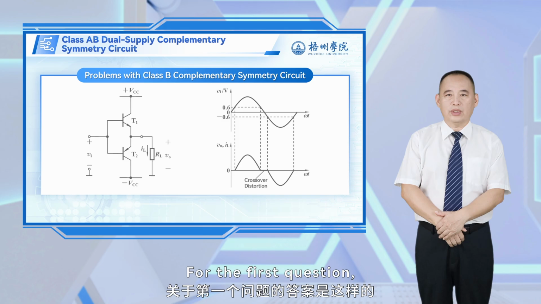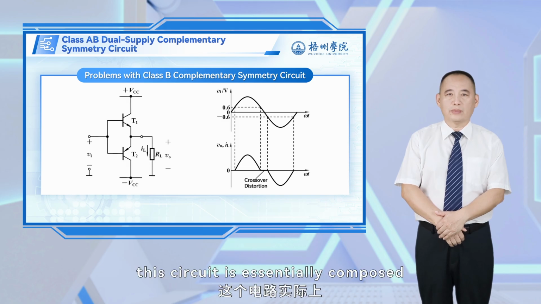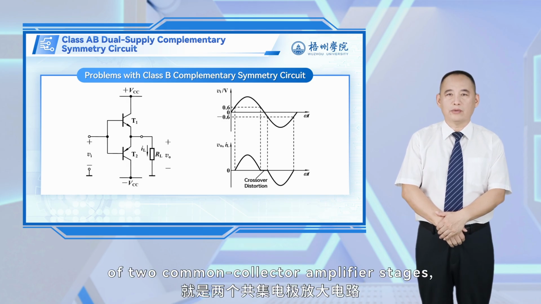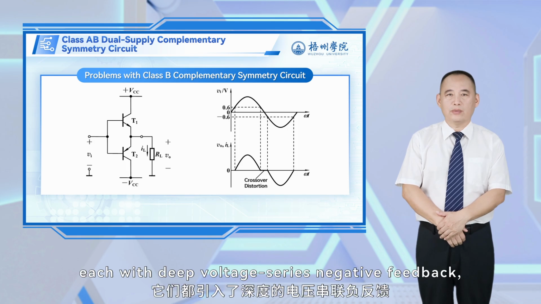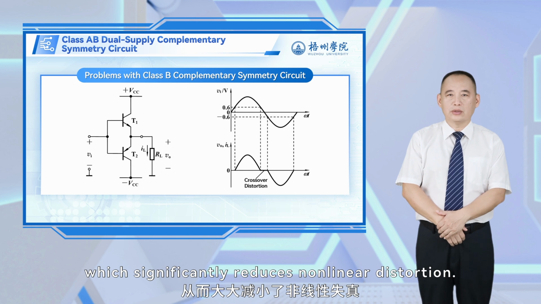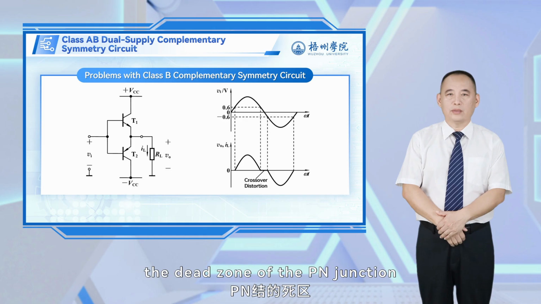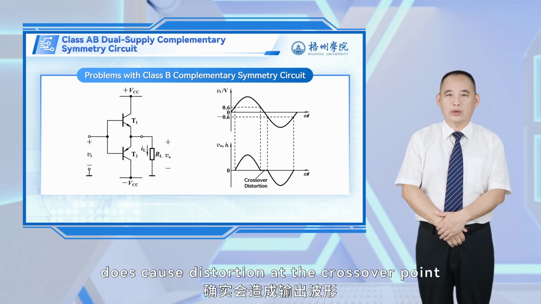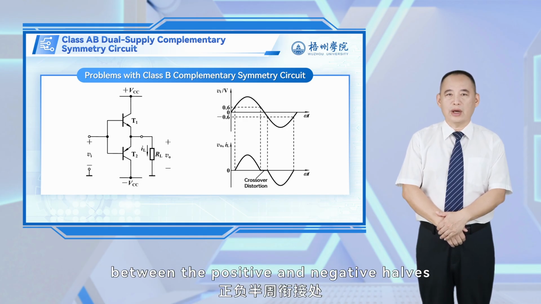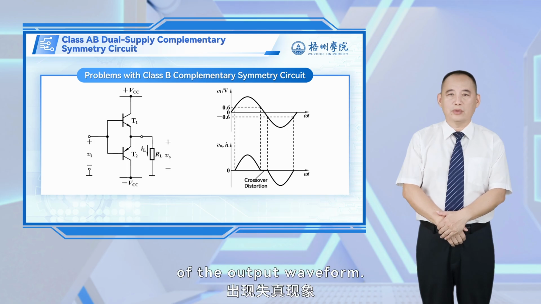For the first question, this circuit is essentially composed of two common collector amplifier stages, each with deep voltage series negative feedback, which significantly reduces nonlinear distortion. As for the second question, the dead zone of the PN junction does cause distortion at the crossover point between the positive and negative halves of the output waveform.